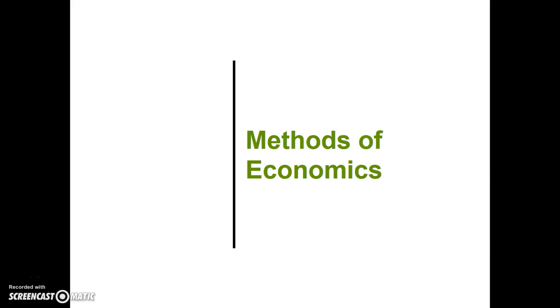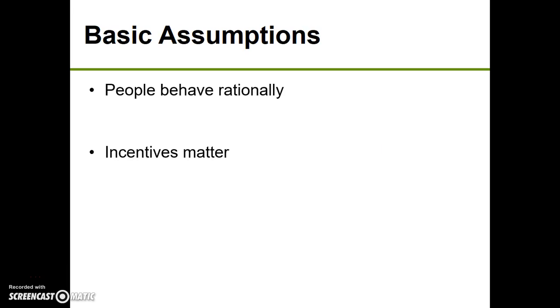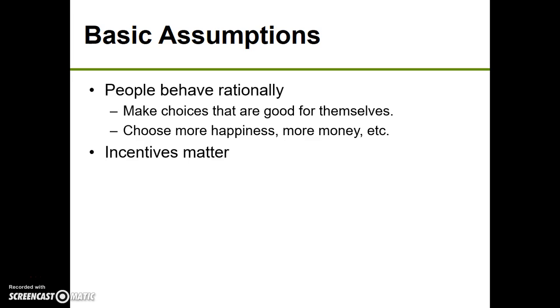As we get started in this course, it's important to understand a few things about how economists think and how they work. So this is a little bit about those methods of economics. First of all, a couple of basic assumptions that mostly all economists agree on. One is that people behave rationally, and by that we mean people make choices that are good for themselves. They choose things that will bring them more happiness or more money, etc.